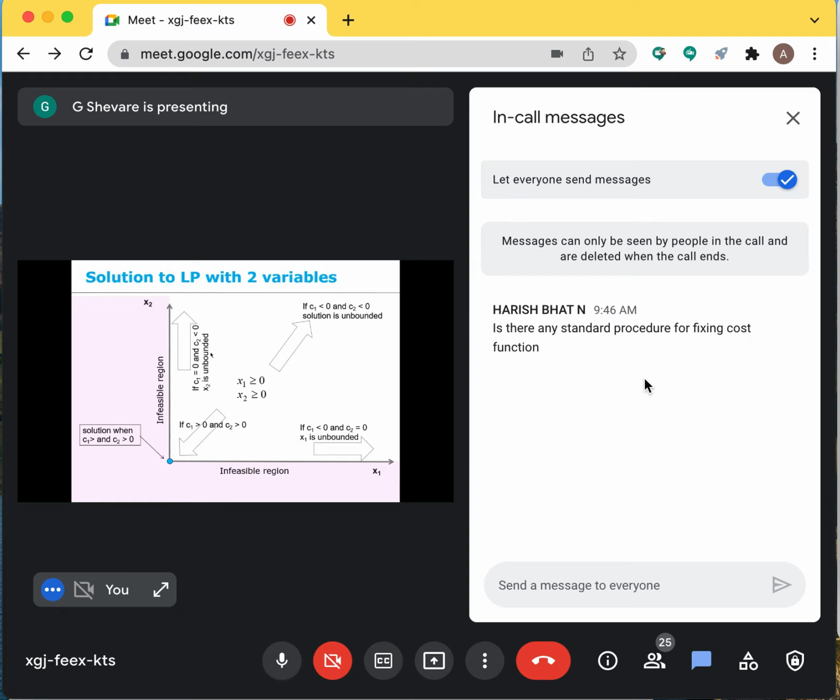So I can choose whatever value of x1 and x2 I want. Now, if C1 is greater than 0 and C2 is greater than 0, the value J is equal to C1 into x1 plus C2 into x2, which is my cost function. The cost function will be minimum only if x1 and x2 are 0, because C1 and C2 are positive, remember. Any positive value of x1 and x2 will make the cost function more. The minimum value of the cost function is 0.